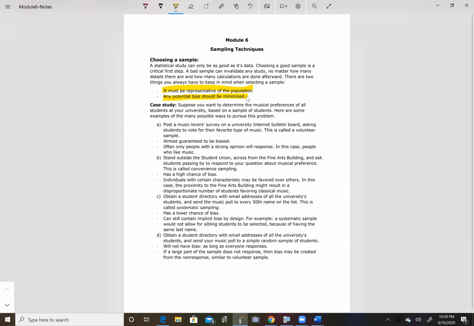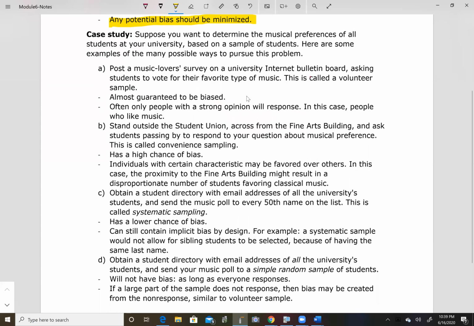Part B says, stand outside the student union across from the Fine Arts Building and ask students passing by to respond to your question about musical preference. This is called convenience sampling because you are right there. This also has a high chance of bias because people who are walking by the Fine Arts Building are people who are probably art majors or taking art or interested in art.